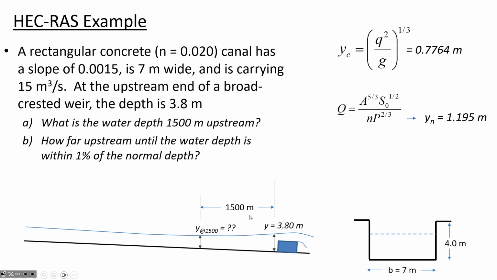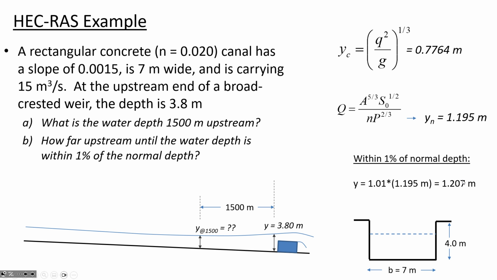So at the location just upstream of the weir, this is what the channel looks like, and it's sloped upwards at this 0.0015. So we're also going to want to know at every location what the coordinates of the channel are. We'll have to put that into HEC-RAS, and define how the coordinates are gradually sloping upward as we work upstream. So we know the critical depth and the normal depth from our hand calculations, and we're going to keep that in the back of our mind. This is what we're looking for: 1% of that normal depth. So basically, how far upstream do we have to go till the depth is 1.207 meters?